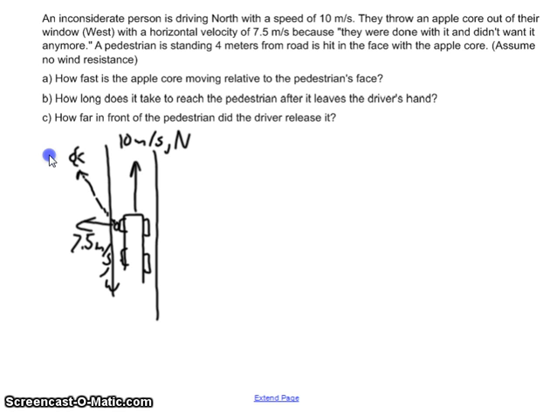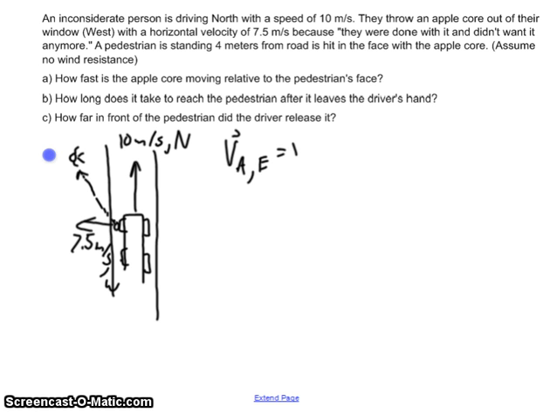So here's what we have to do. We need to find the velocity of the core relative to the pedestrian's face. Now, the pedestrian is not moving. They're standing on the side of the road, which means they have the same frame of reference as the Earth, which means that the velocity of the apple with respect to the Earth is what we want.